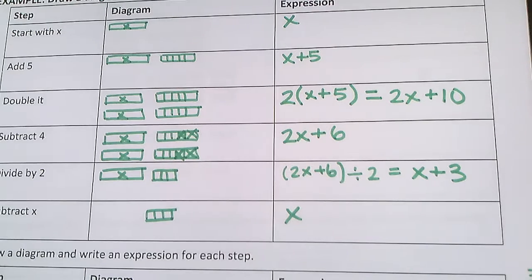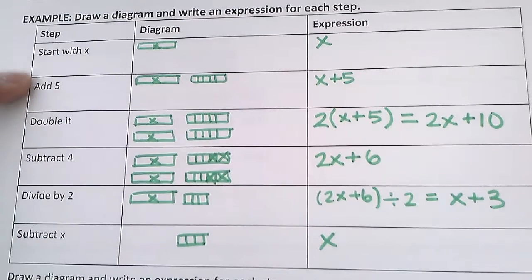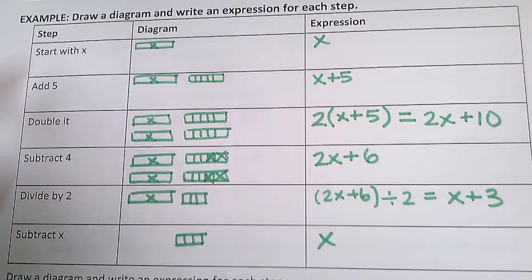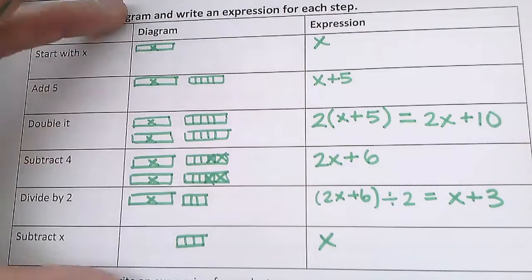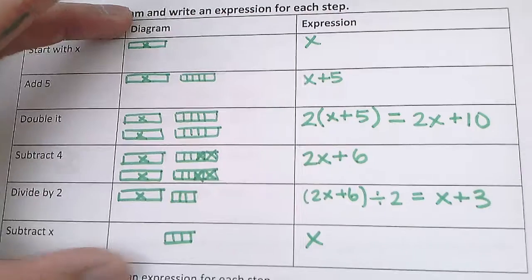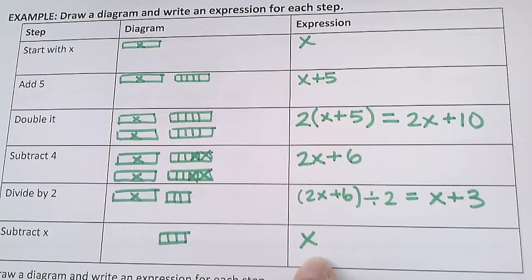So now, we've done a series of operations. These are all different operations that we've done. And we use a diagram to show how our quantities changed. And we have our expressions to see all the different operations that we did.